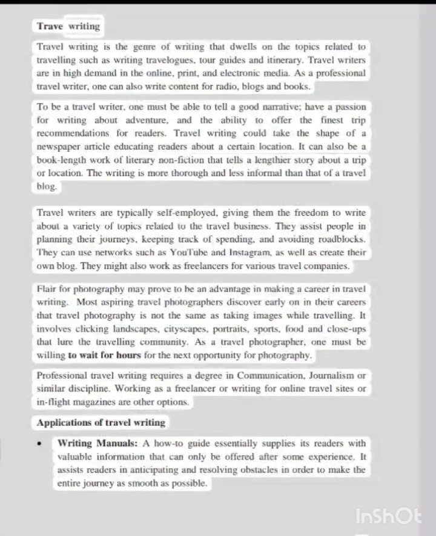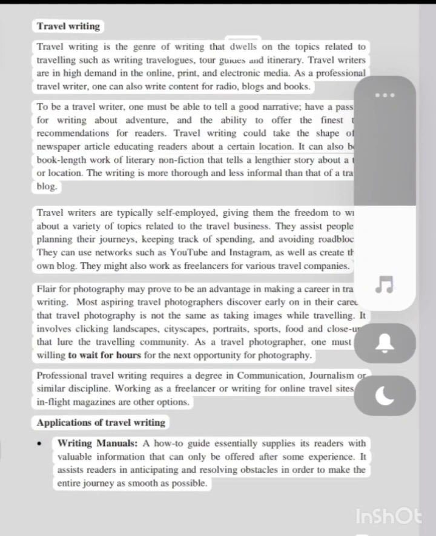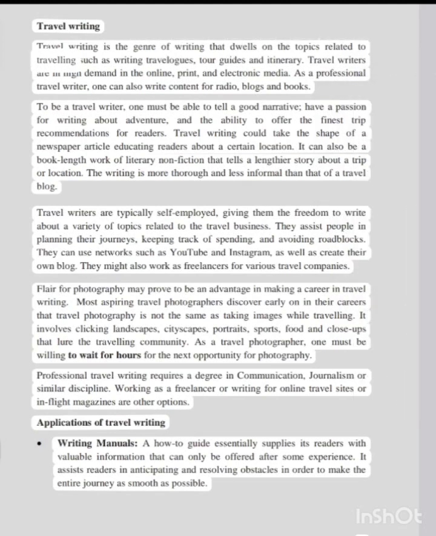Travel writing. Travel writing is the genre of writing that dwells on the topics related to traveling, such as writing travelogues, tour guides, and itinerary. Travel writers are in high demand in the online, print, and electronic media. As a professional travel writer, one can also write content for radio, blogs, and books.